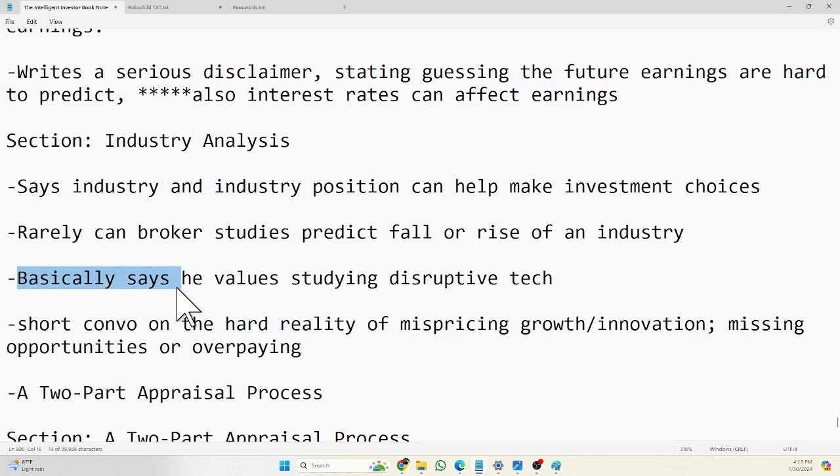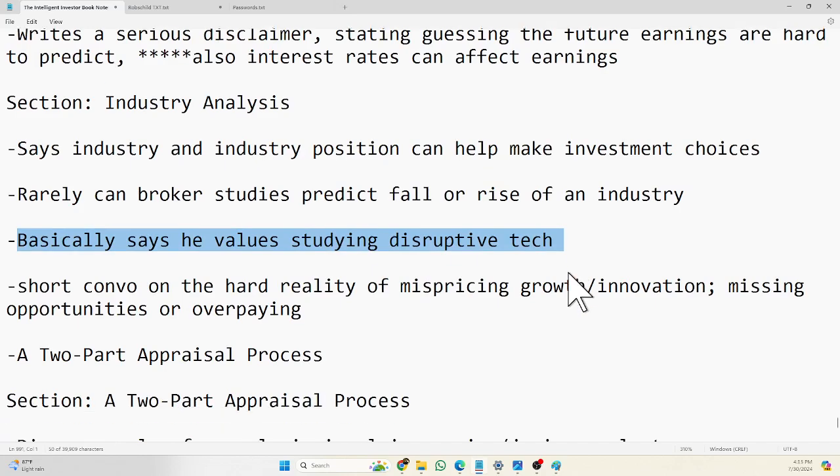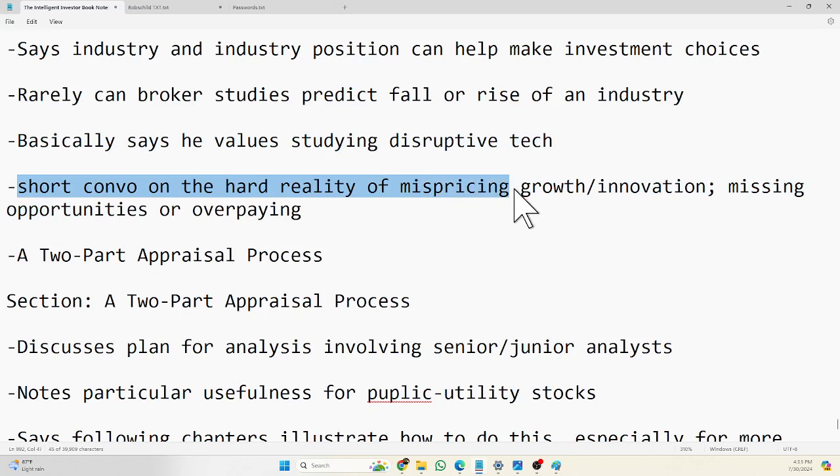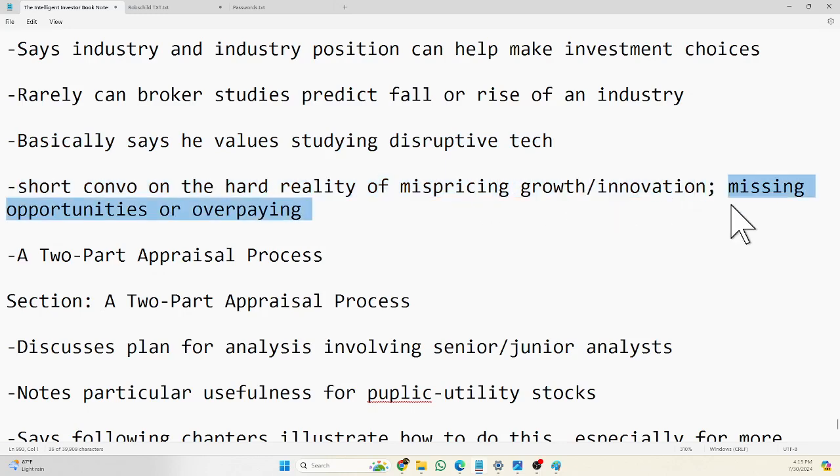All right, so the next point basically says that he values studying disruptive technology. He doesn't say it in those words, but that's how I interpreted it. And then we have a short conversation on the hard reality of mispricing growth and innovation, and how horrible it is to miss opportunities or overpay for what you think has so much value in the future, and it turns out later on that it didn't have quite as much value as you thought it did.